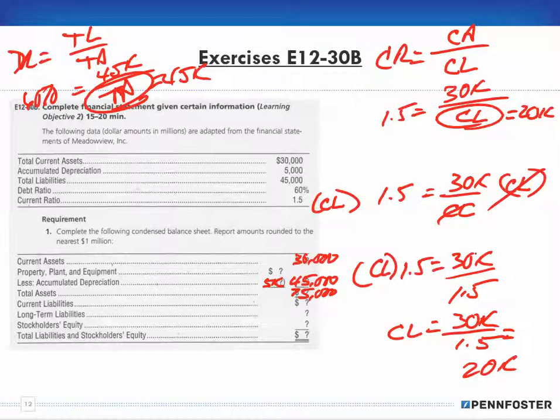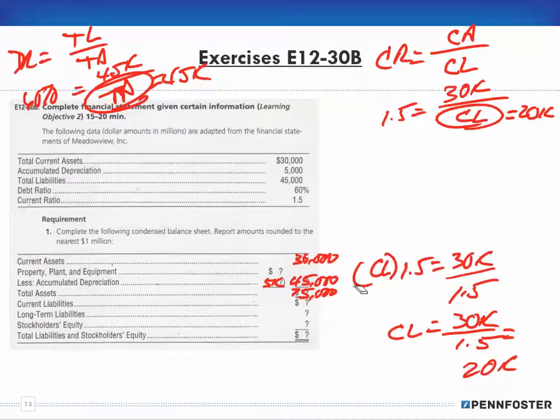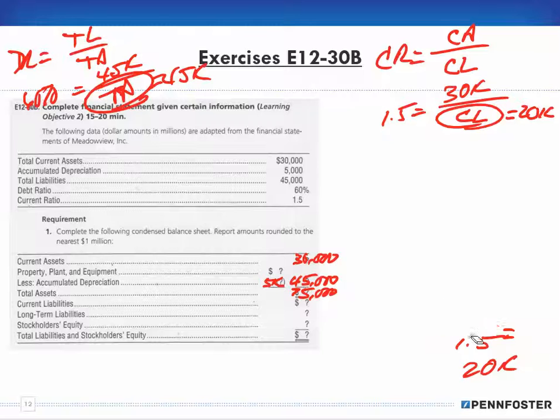Right, so pause the video, because I'm going to erase this. So notice what I did. I took my two ratios there, and I filled in some of the blank information. I manipulated some of that information. Right, so now I know that my current liabilities here are 20,000.